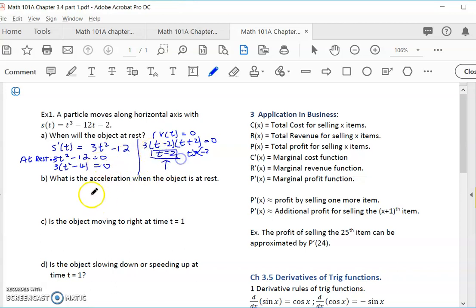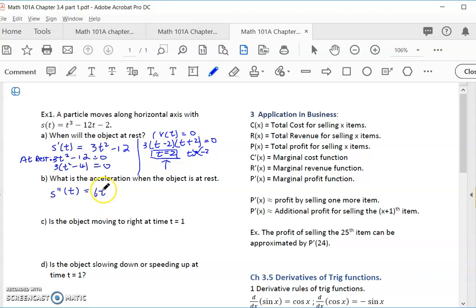Okay, part B. What is the acceleration when the object is at rest? When it is at rest, is it still moving, like you push forward but you are resting, or you are braking, or you are trying to start again? Okay, so let's look at acceleration. We don't have the acceleration function. We only have s prime of t calculated here. So we would do s double prime of t, which gives us acceleration. It describes how velocity changes. 2 times 3, 6t. And that's it.